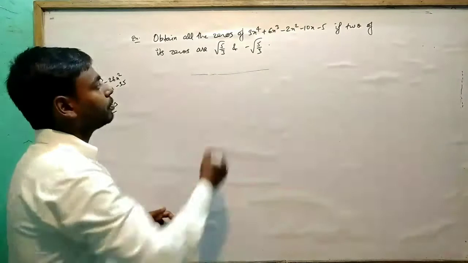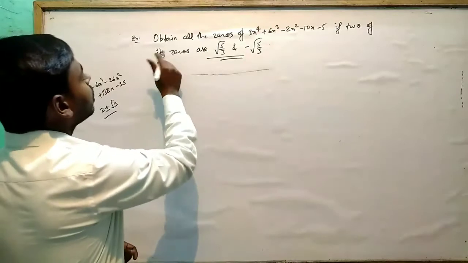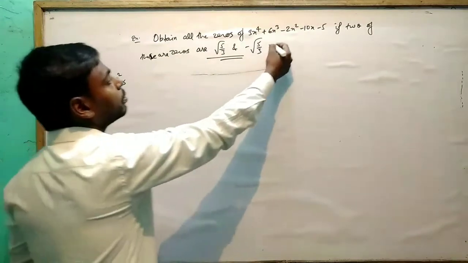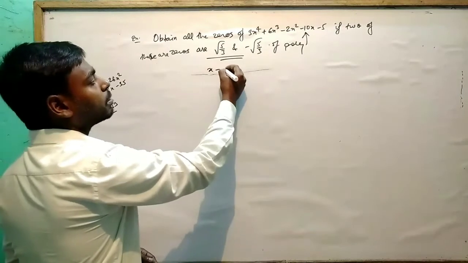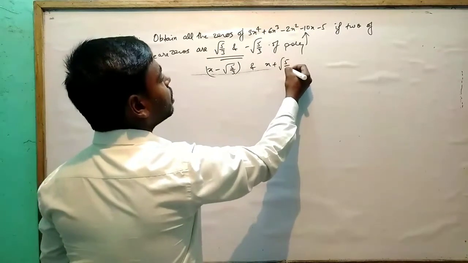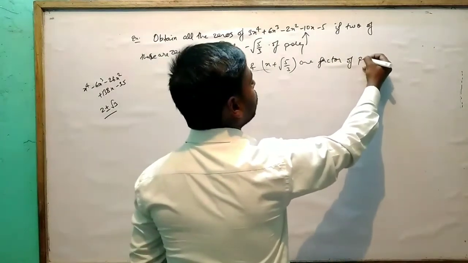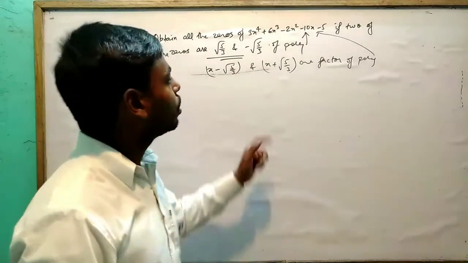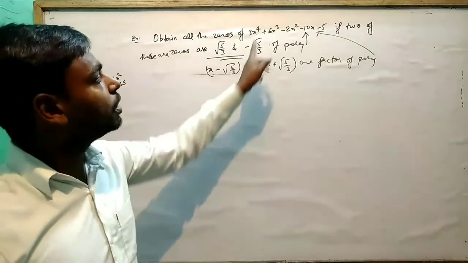Okay, let these be the factors. These are the zeros of the polynomial. Then what can we write here? X minus root 5 by 3 and x plus root 5 by 3 are factors of this polynomial. Now we know these are factors, then if we take their product, the product is also a factor of this polynomial.